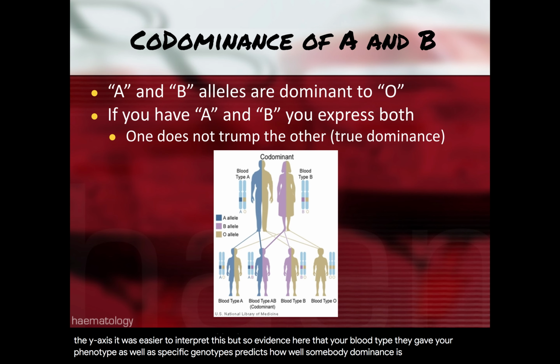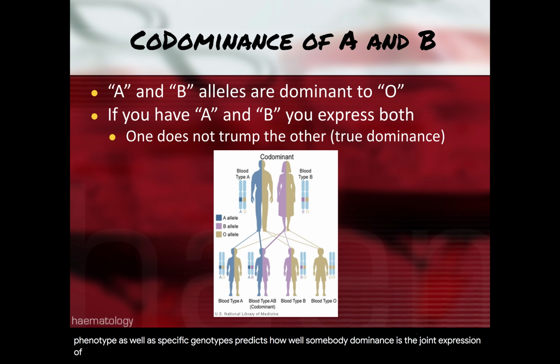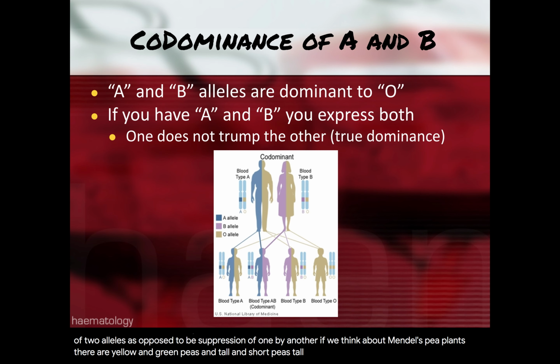Codominance is the joint expression of two alleles as opposed to the suppression of one by another. If we think about Mendel's pea plants, there are yellow and green peas, and tall and short peas. Tall peas are dominant to short peas, so if a pea plant is heterozygous with one tall and one short allele, it will be tall. Tall trumps short. You don't get a mixture. It's not like a medium-sized pea plant.